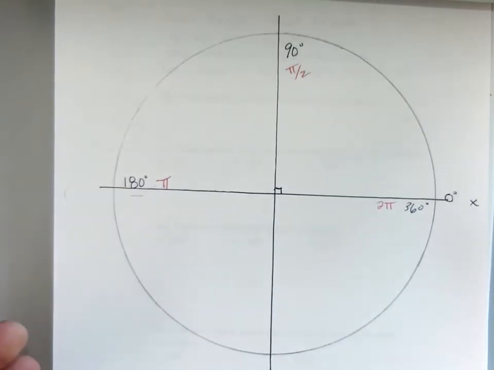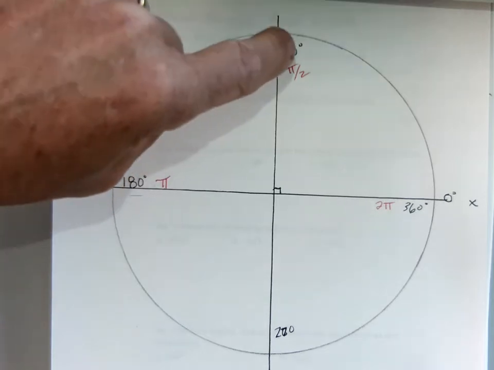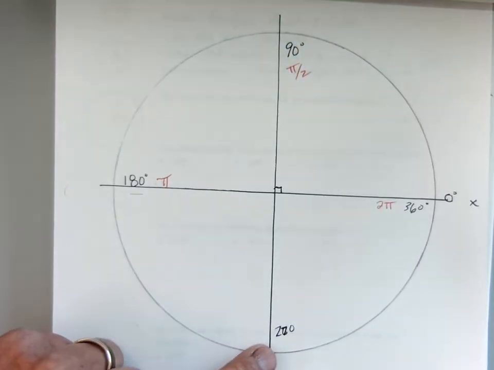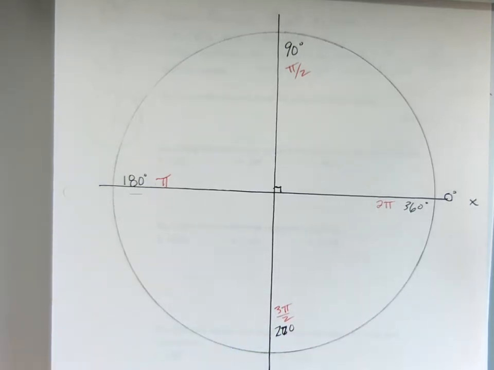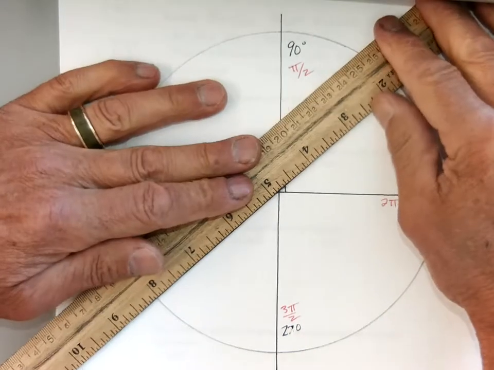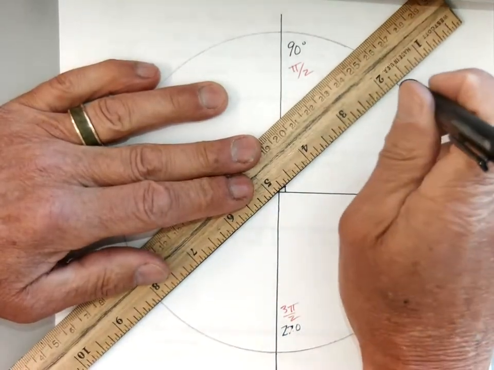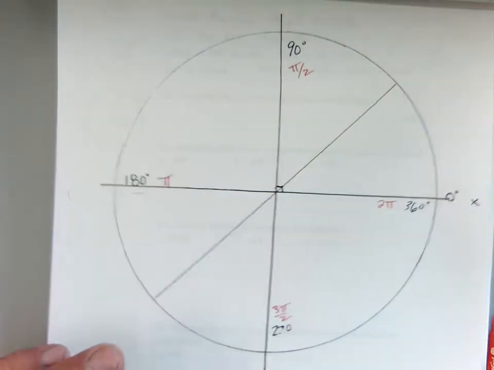Now, all the way down at 270 degrees, 270 degrees is 1.5 pi, but we'll call it 3 pi halves, okay? So one angle has two different names. It has an angle name of 270 degrees or a radian name of 3 pi halves. Okay, now we can also do this angle here. I'll draw it all the way across. Okay, I'm going to draw this 45-degree angle here, okay? So this is a 45-degree angle.